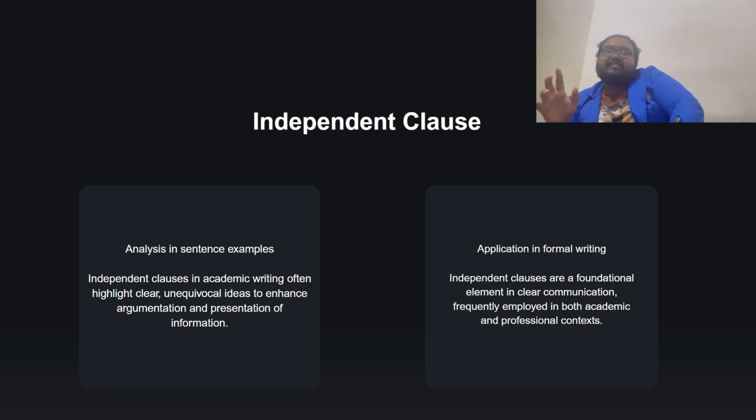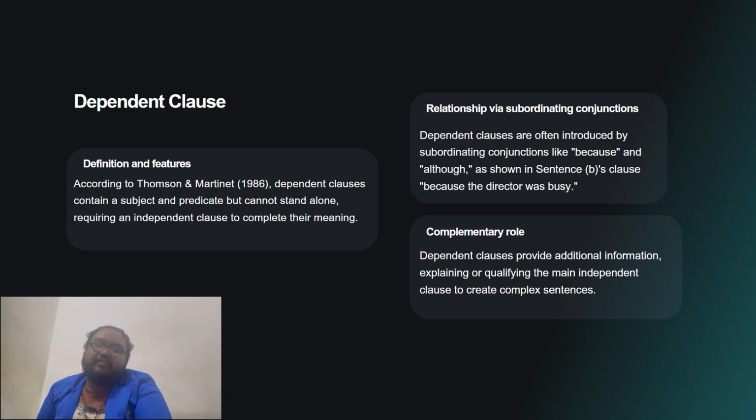Analysis in sentence examples: independent clauses in academic writing often highlight clear, unequivocal ideas to enhance argumentation and the presentation of information. Application in formal writing: independent clauses are foundational elements in clear communication, frequently employed in both academic and professional contexts.